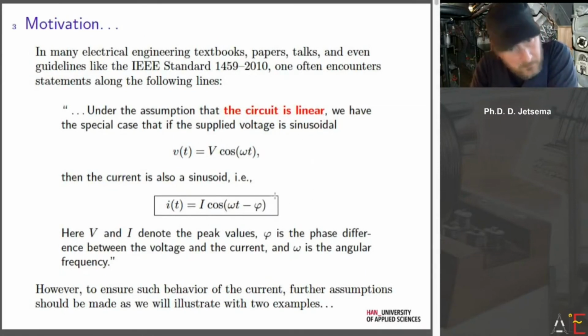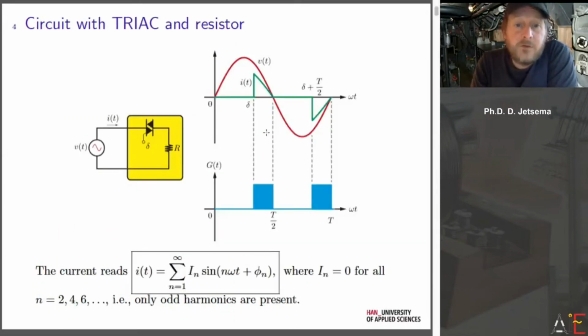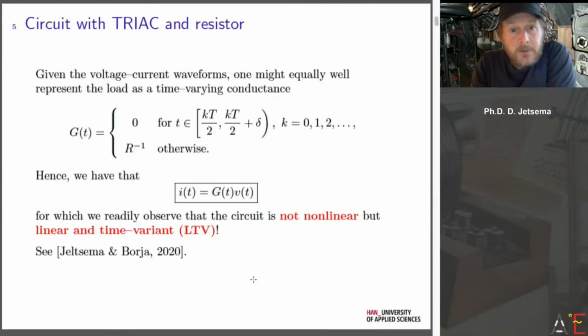Linear, and then supplied by a sinusoidal voltage, will always result in a sinusoidal current according to the standard. But this example shows that even though this circuit is linear, even though it is time varying, the current is non-sinusoidal. So that's example number one.